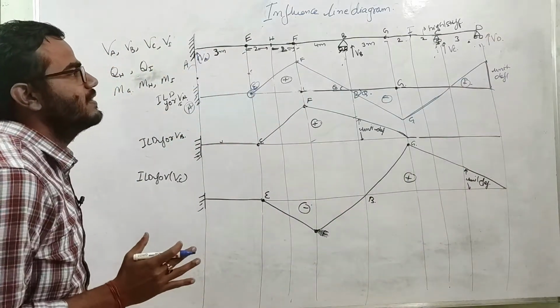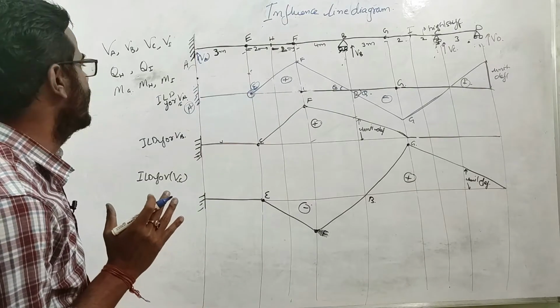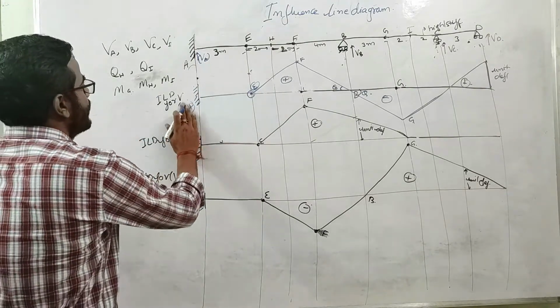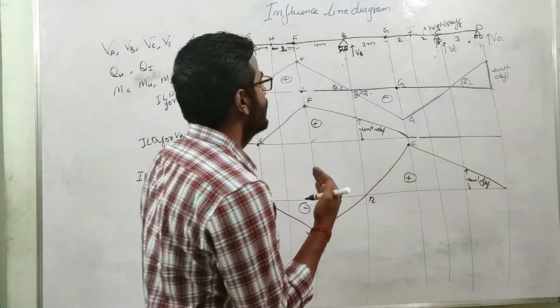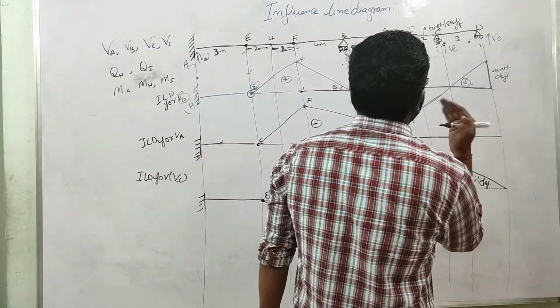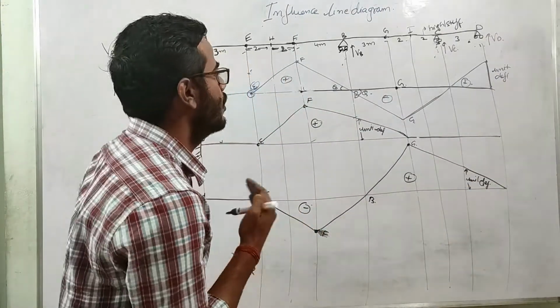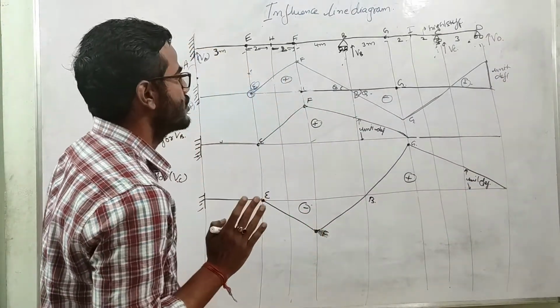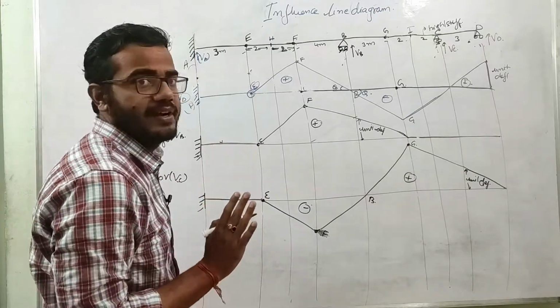So this is basically the deflection ILD for this vertical reaction at point D, VD. Or you can say that this is the elastic curve when we are giving the unit deflection at point D, but by maintaining all the support conditions. Okay, so you can see that it is only comprised of these straight lines, right?